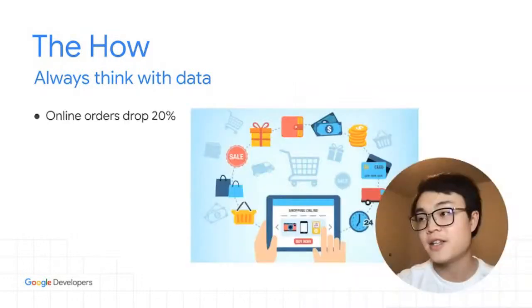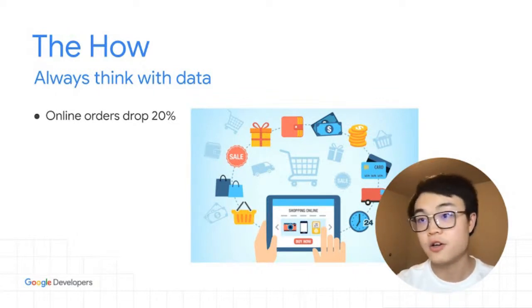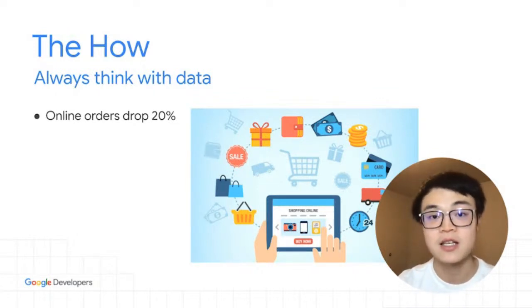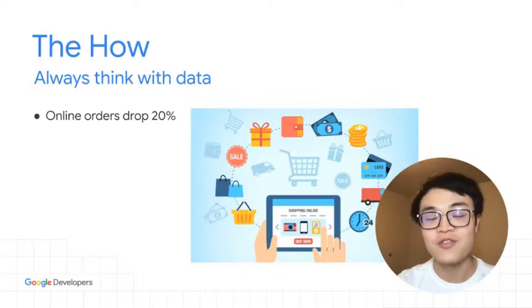So here we got one example. Say you're running your own e-commerce website, and you just notice that, oh, the online orders just dropped 20% in the last month. So what are you gonna do about it? How can you find some causes or some reasons behind the drop of 20%? Because it's kind of huge. Let's take 20 seconds to think it over.